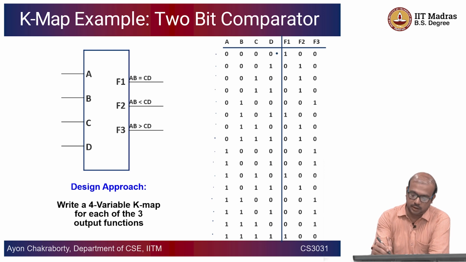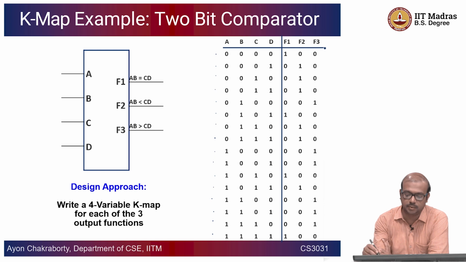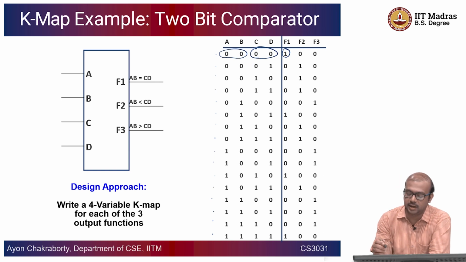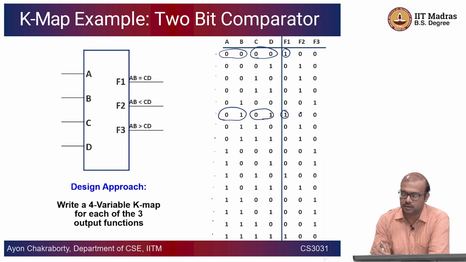So for every such combination, let us say F1 is triggered in this case. Why? Because both of them are 0, AB is 0 and CD is also 0, so F1 is triggered. Okay. Similarly, since it is a 2-bit number, AB or CD can also only be 0, 1, 2 and 3. So let us look at where they are again equal. They are again equal here. Both of them are 1. So F1 is triggered, and make sure that F2 and F3 are off.